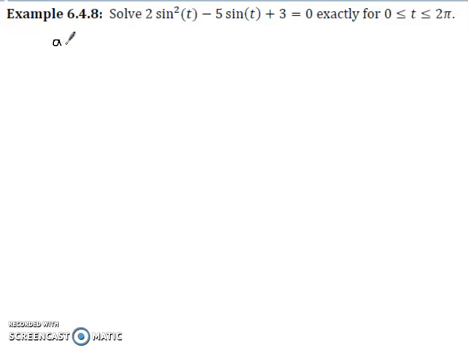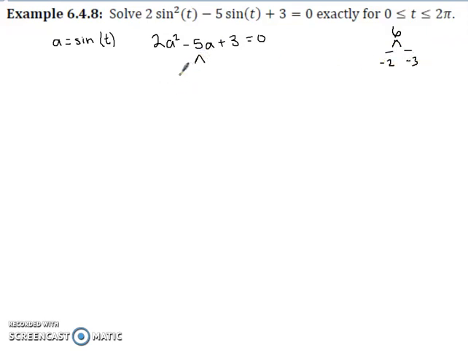So similarly, I am going to let a be sine of t so that I can substitute and see my quadratic form a little bit easier. So instead of sine of t, I have sine squared, which means a squared, minus 5 times sine of t, which is a, plus 3 is equal to 0. And then I factor. My method to factoring is to factor by grouping. So I multiply the first and last coefficients to get 6, and I want the two factors of positive 6 that add to a negative 5. So I'm going to be looking for two negative numbers, and those numbers would be negative 2 and negative 3.